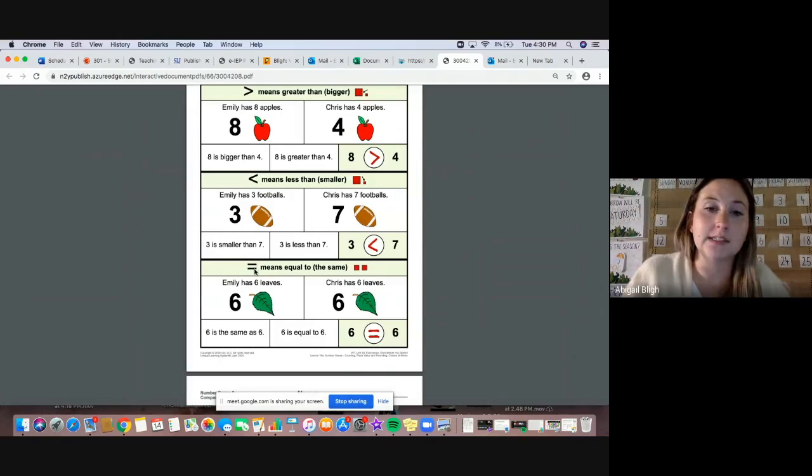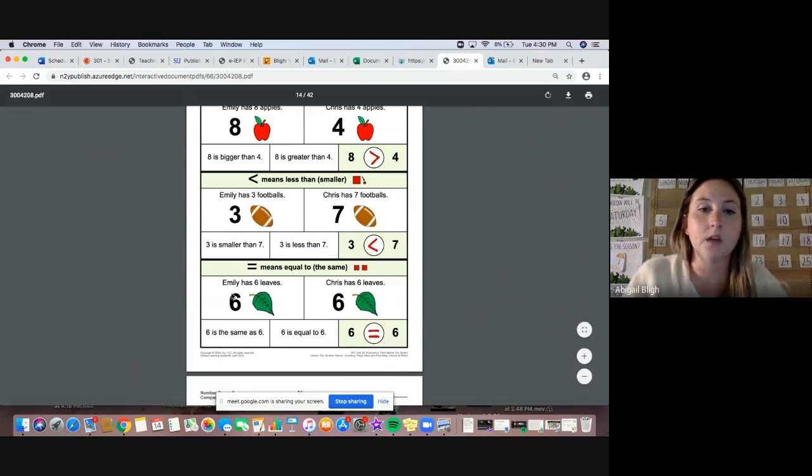And then the last one says equals means equal to or the same. So Emily has 6 leaves. Chris has 6 leaves. 6 is the same as 6. 6 is equal to 6. So when they're equal, we put an equal sign in the middle to show that they're the same number.